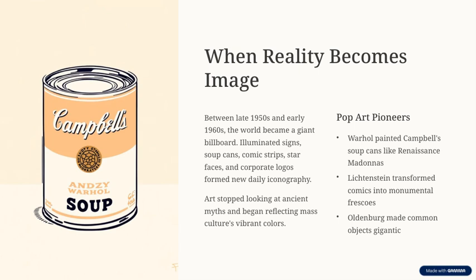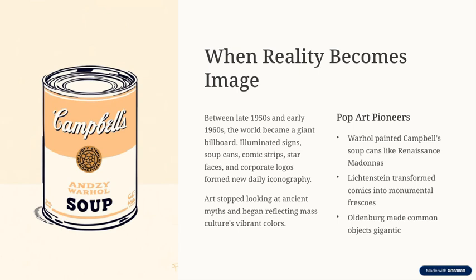Now, let's talk about some of the pop art pioneers. Andy Warhol famously painted Campbell's soup cans, but what's really interesting is that he treated these everyday objects with the reverence of Renaissance Madonnas. It was a way of elevating commercial products to the level of fine art.